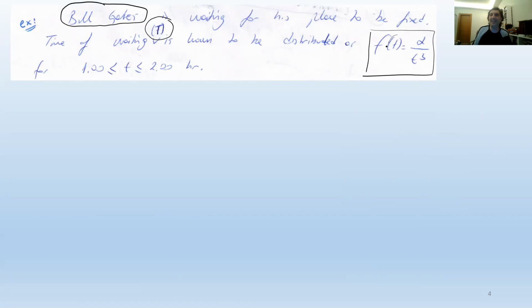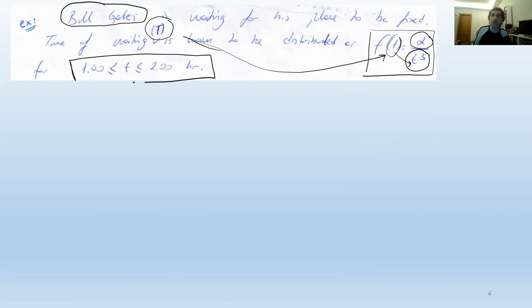So here, this lowercase t corresponds to the values taken by the random variable t, which is the time of waiting. This probability density function is some alpha constant that we do not know, divided by t cubed. And here, this t is the waiting time. The domain of t is also given. Note that with a probability density function, the domain doesn't always need to be the whole real axis. It is between, so now we have a bounded set, between 1 and 2 hours.